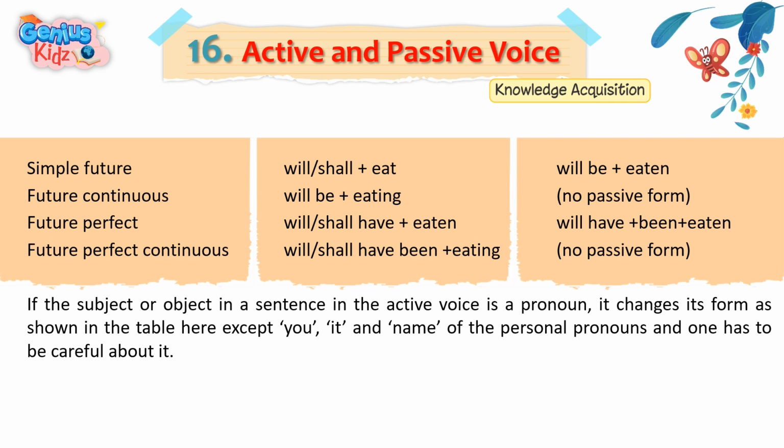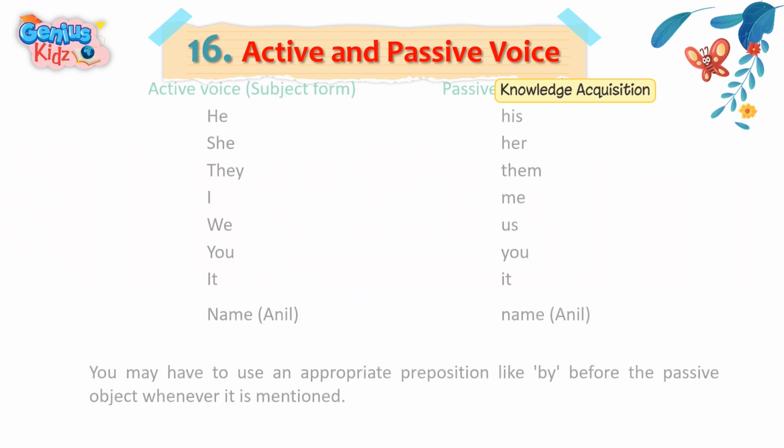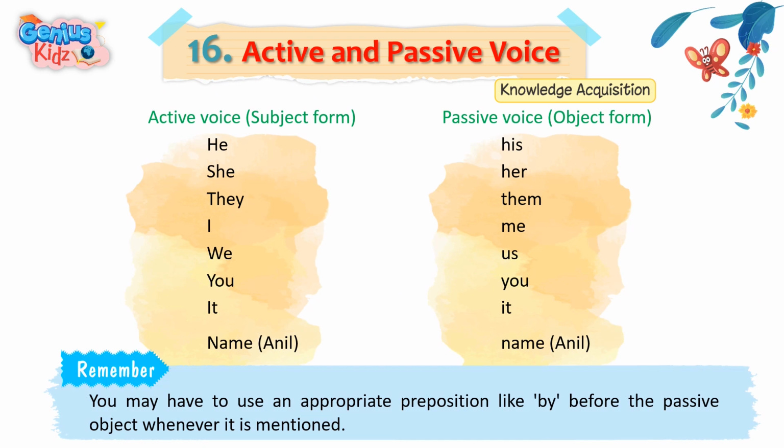If the subject or object in a sentence in the active voice is a pronoun, it changes its form as shown in the table here, except you, it and names of persons, and one has to be careful about it. Active voice, subject form; passive voice, object form: he, him; she, her; they, them; I, me; we, us; you, you; it, it; name, Anil, Anil. Remember, you may have to use an appropriate preposition like by before the passive object whenever it is mentioned.